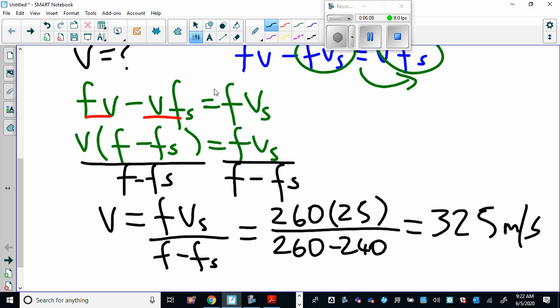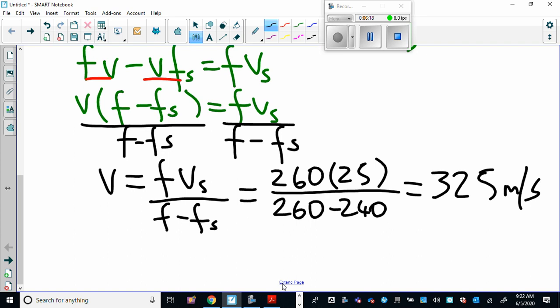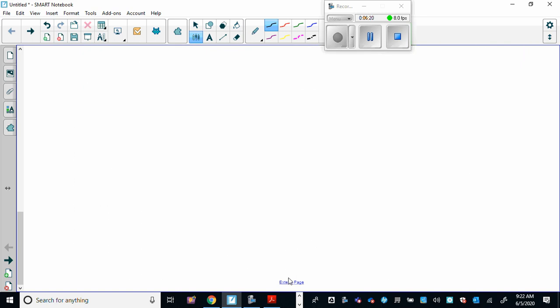Okay, so that's the manipulation of the formula. That is definitely the hardest one. It's the hardest one because you have two V's in the equation and you have to get them together and then factor it out. Here is the way I would have done the question. Here's the second way.